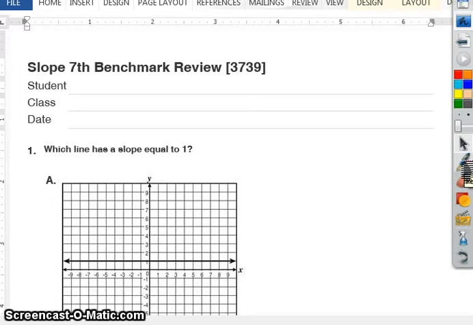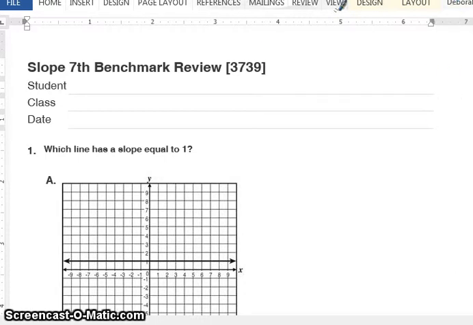So today we're looking at the 7th benchmark review for slope. The first question says, which line has a slope equal to 1? This one is 0, so that's not it.